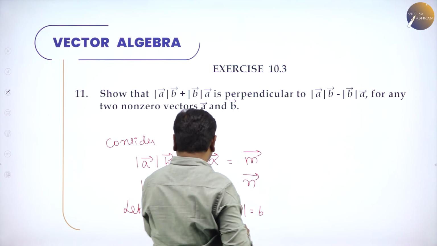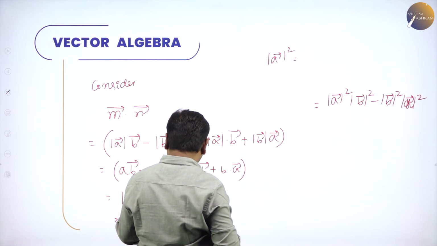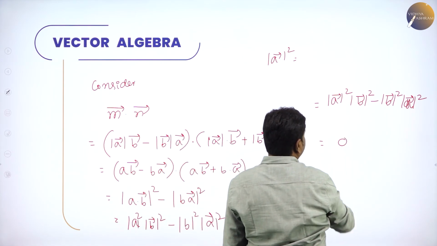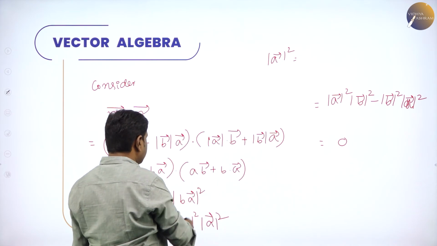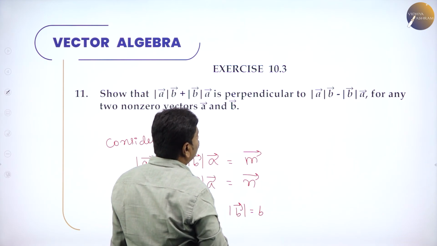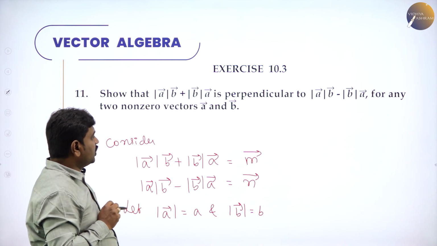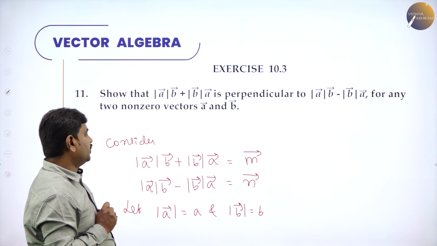We assumed a is the magnitude of a, a number, so we can write a square like that. So it will be 0. And they have also given non-zero vectors, so they are perpendicular. How to prove two vectors are perpendicular? One case is that the dot product is 0. Or you take them as alphabets, simplify and do the dot product, you get 0.